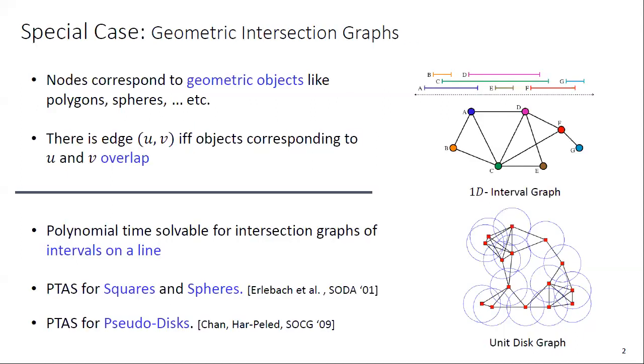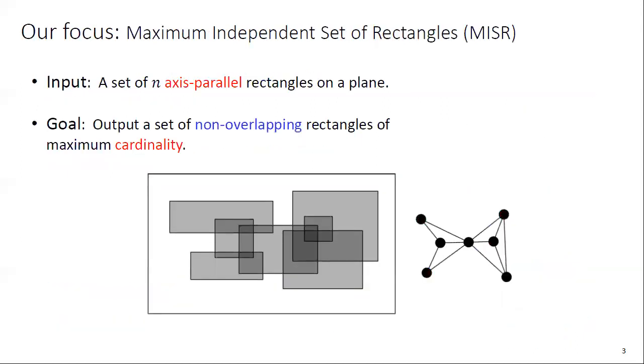Okay, thank you. So the focus of this talk is the independent set problem in a set of rectangles. We have a set of rectangles, and we can look at the associated intersection graph. The goal is to find an independent set, or equivalently a set of non-overlapping rectangles. And we want to maximize the number of such rectangles.